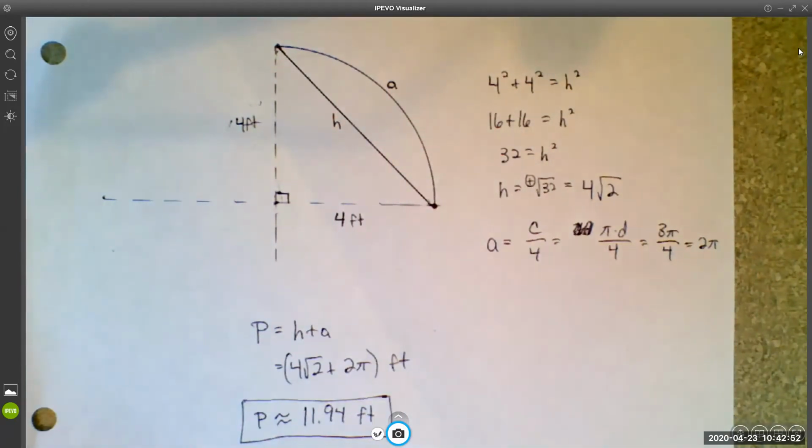But that's all I'm going to show you for now as far as perimeter is concerned. The rest is up to you.